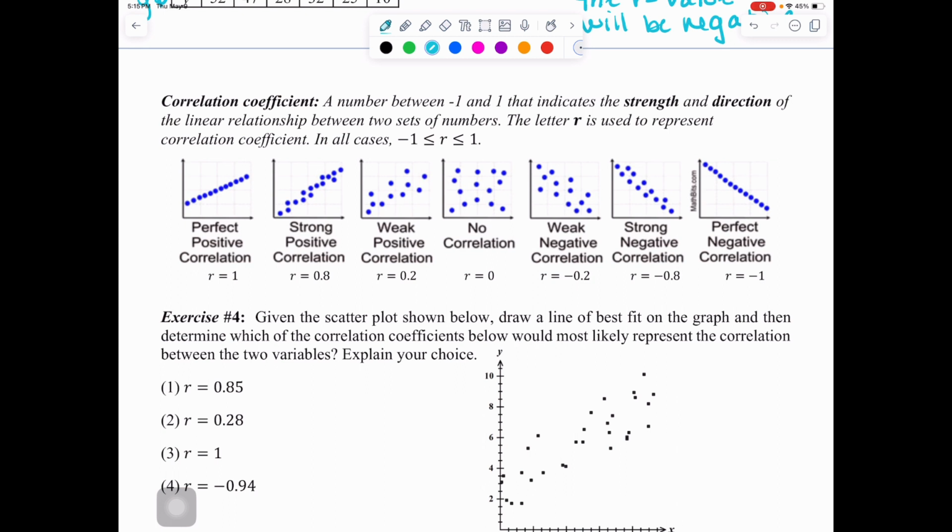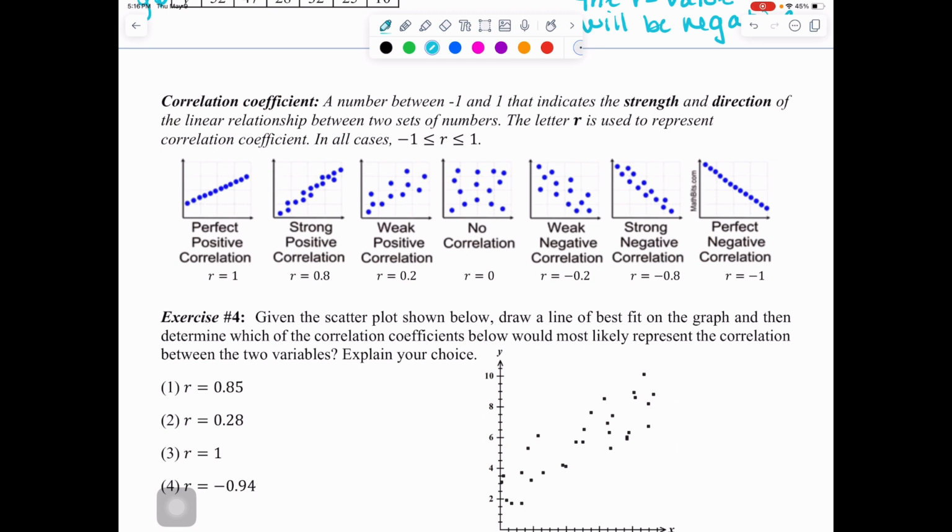Anywhere around 0.2 is a weak positive correlation. And 0 would be the absolute middle, where it's so completely scattered, there's no correlation at all. Then we start working our way down negatives. So -0.2 would be weak negative correlation. Around -0.8 would be strong negative correlation. And then if you're a perfect -1, you're a perfect negative correlation. And you look almost like a completely straight line with a negative slope this time instead of positive.